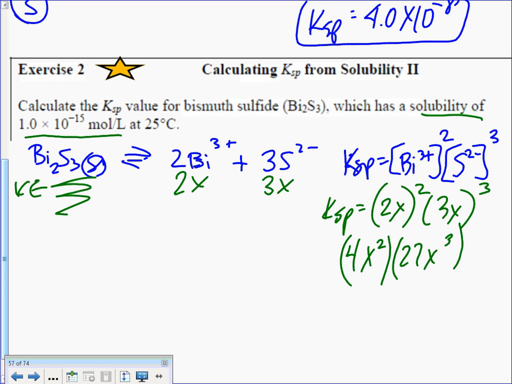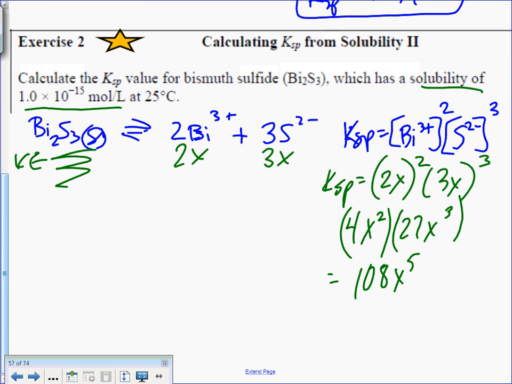So then 4 times 27 is 108? Is that right? Yeah, okay. I have to double check like 5 times. And then whenever you combine like terms, what's your x? X to the fifth.